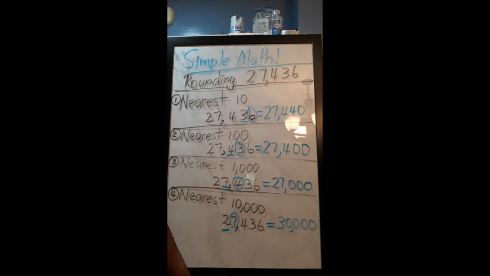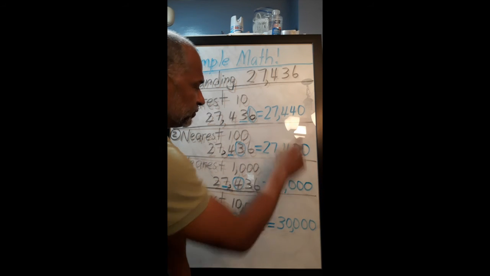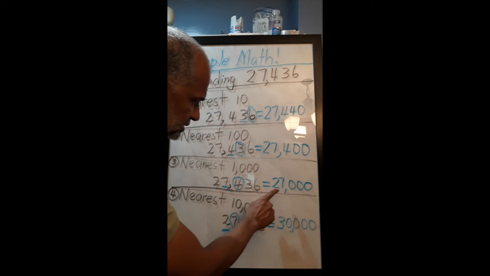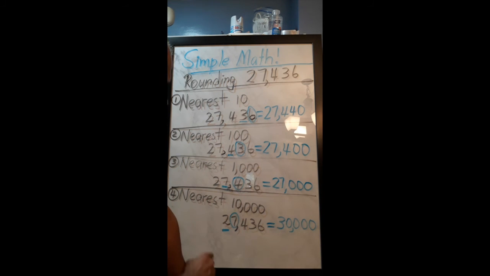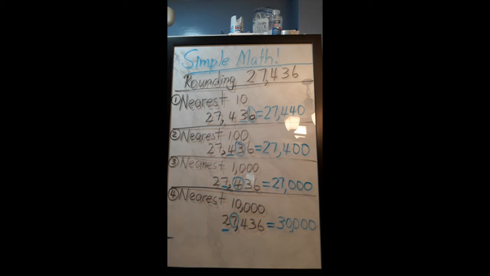So to recap, if you want to round 27,436 to the nearest 10, it's 27,440. Number 2, to the nearest 100, it is 27,400. If you round 27,436 to the nearest 1,000, it is 27,000. If you round it to 10,000, it's 30,000.